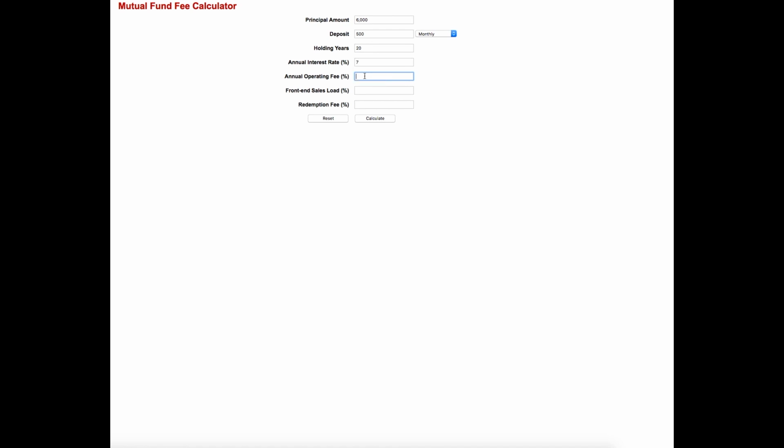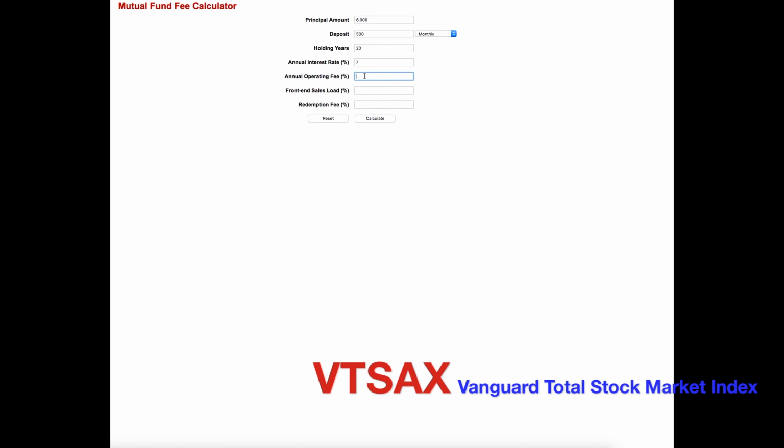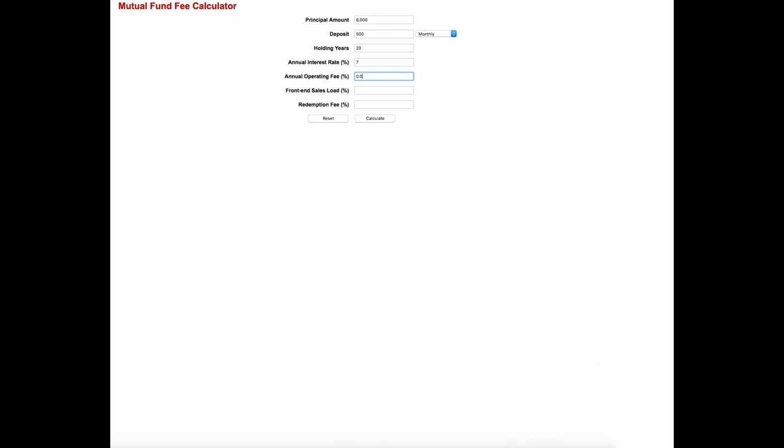Now, he decided to invest in a low-cost mutual fund, so let's say he's decided that he's going to be using VTSAX, the Vanguard Total Stock Market Index. That is a fee of 0.04%. Now, there's no front-end load, there's no redemption fee. Let's calculate and see how Johnny does with this.